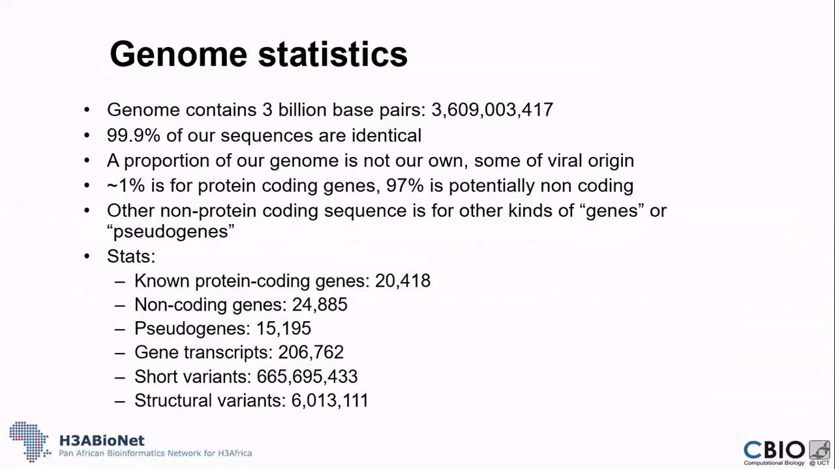So just some statistics about that genome. We have about 3 billion bases. 99.9% of our genomes are identical. A portion of our genomes are our own. When we've been infected in the past with viruses, some of those viruses tend to insert pieces of their own genome into ours. And so you've got relics of viral origin sitting in our genomes.